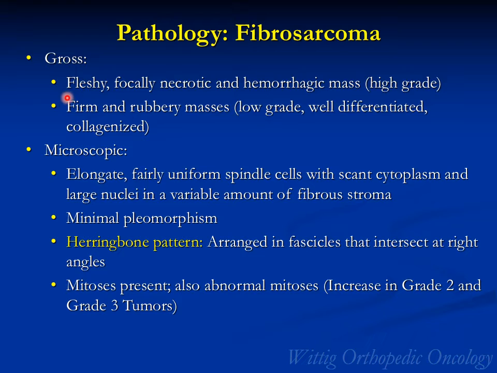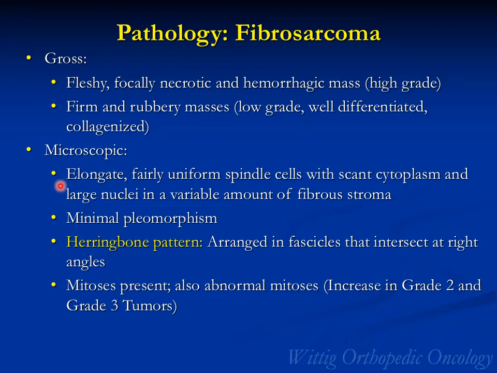Grossly, a fibrosarcoma is fleshy, just like other sarcomas, a focally necrotic and hemorrhagic mass. It's firm and rubbery. The more firm and rubbery it is, usually the lower grade, or well-differentiated, and more collagenized it is. Higher grade tumors are more hemorrhagic and necrotic.